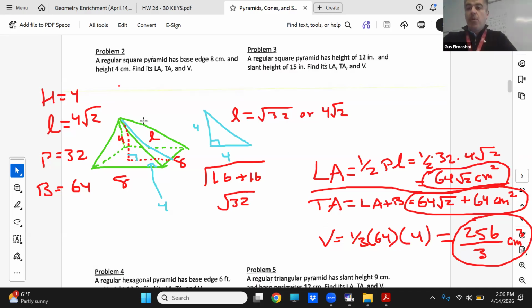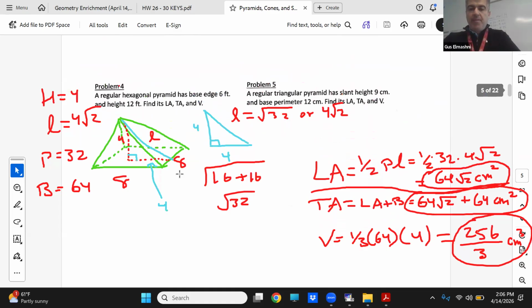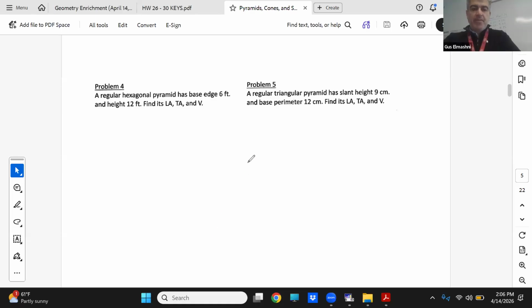Okay, skip 3 and 4. Go and give 5 a shot. Now it's a triangular pyramid. It looks like this, and it's regular. So it's going to be an equilateral triangle on the bottom.